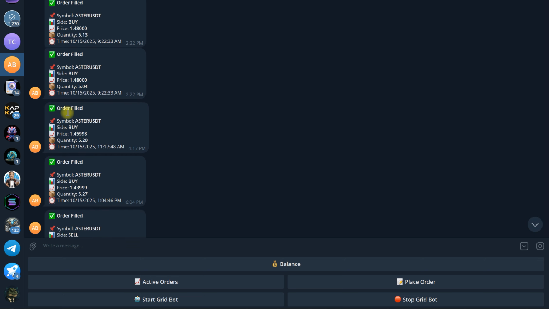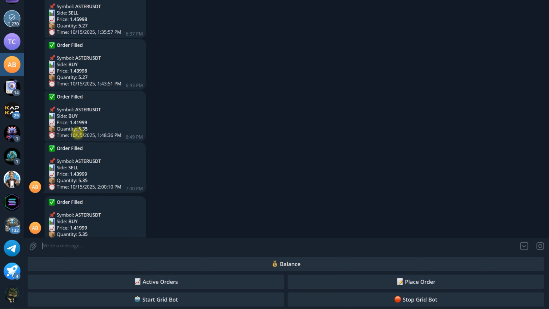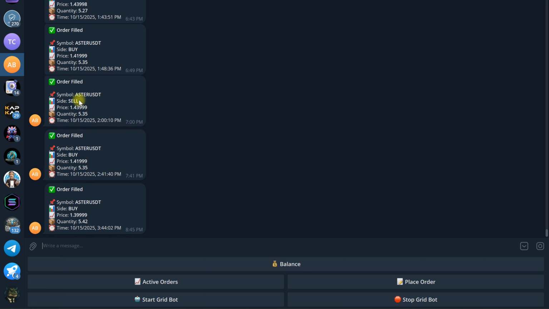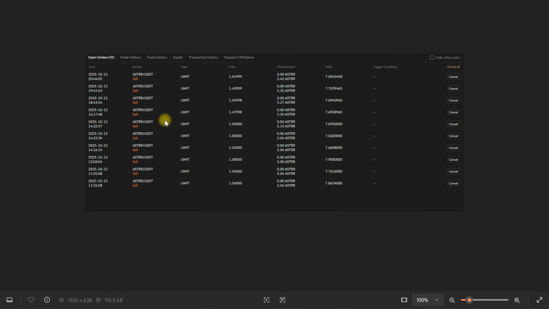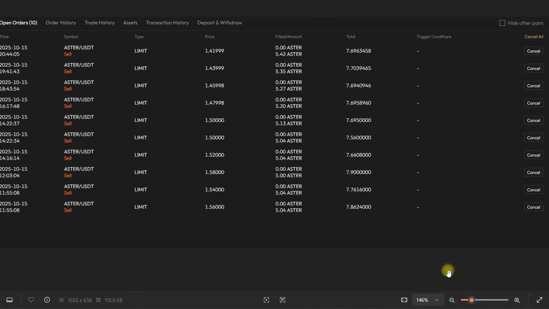So here are the notifications of orders that filled at the time of sell and buy. So we are buying and selling tokens and making profits. Let me show you, here are some images of my data right now in my wallet. This account is working on another PC. So here is the image, and here are the orders.